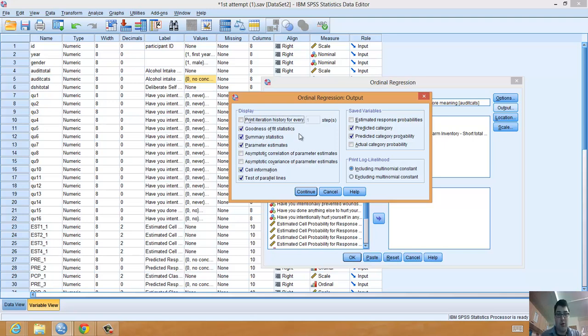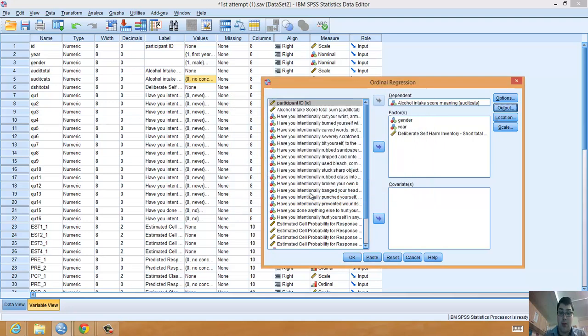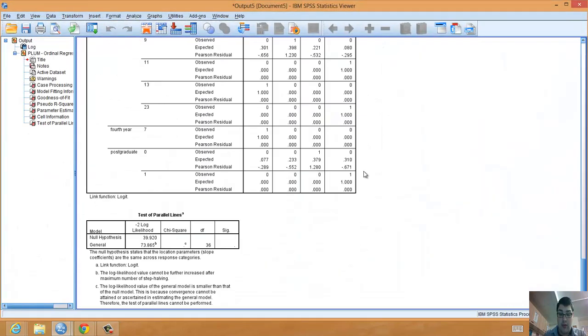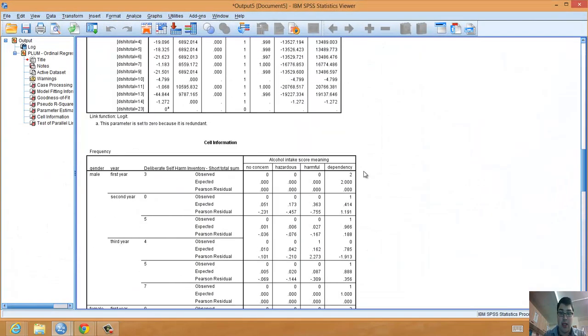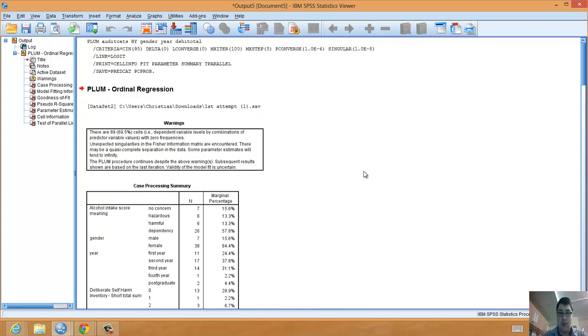So summary statistics, goodness of fit, parameter estimates, cell information, test of parallel lines, which is if you've got an interaction. And then you also want to tick predicted categories, which is very useful if you want to do graphs. And then predicted category probabilities, and then continue. Then just hit OK, and then we wait.